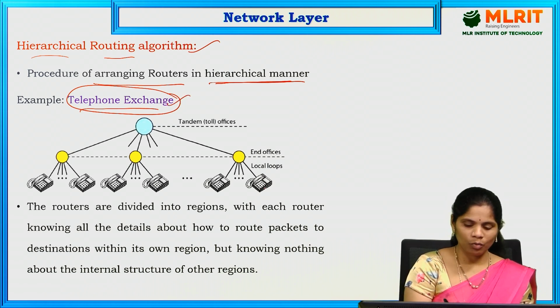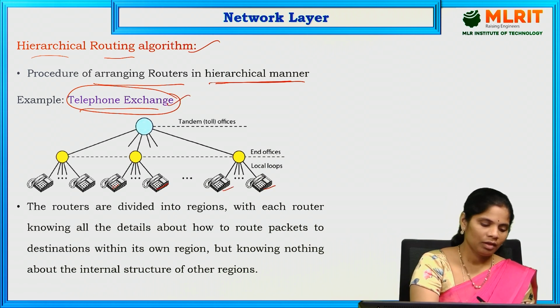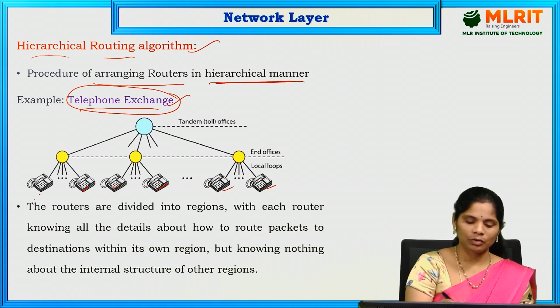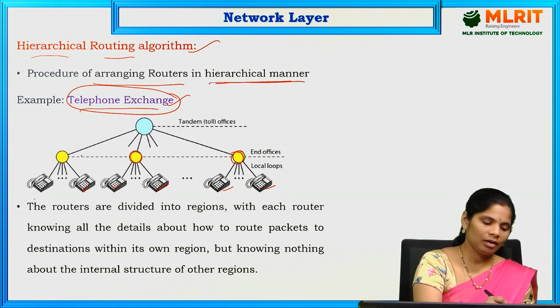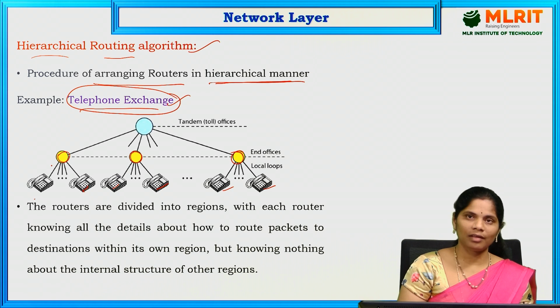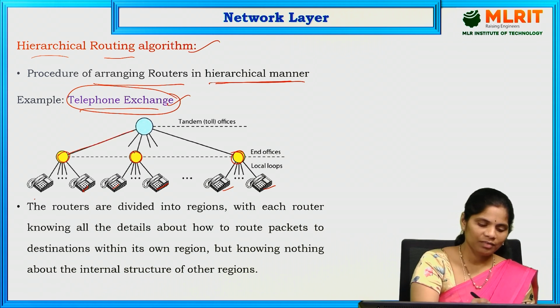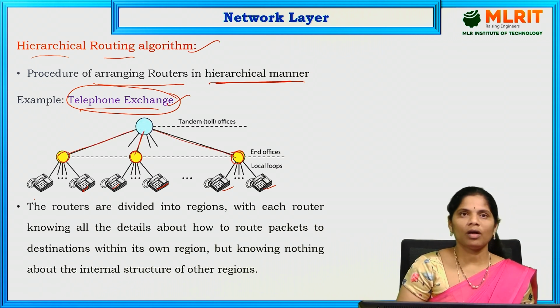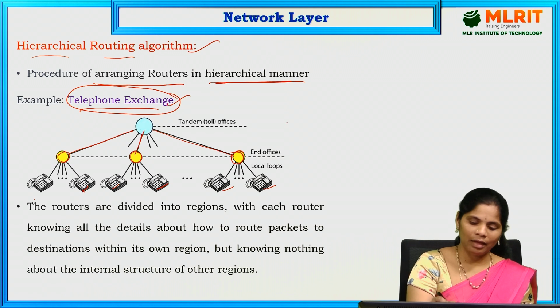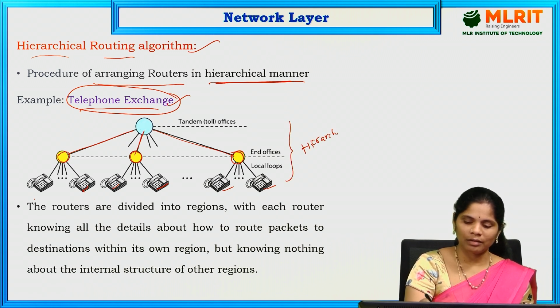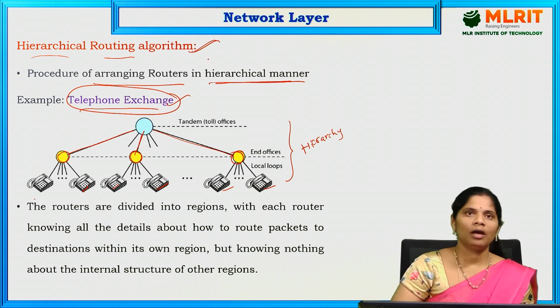These are the local loops. These are connected to end offices. These end offices are all connected to toll offices. This is like a hierarchy. Here it follows some hierarchy, and that is how it is used in hierarchical routing.